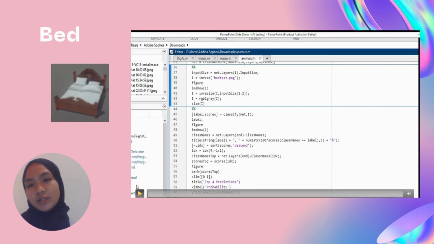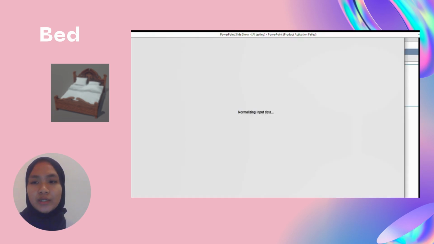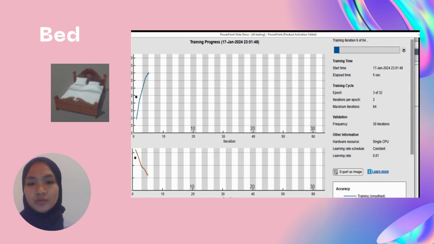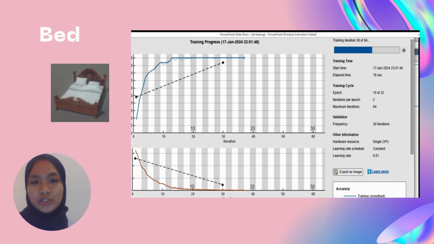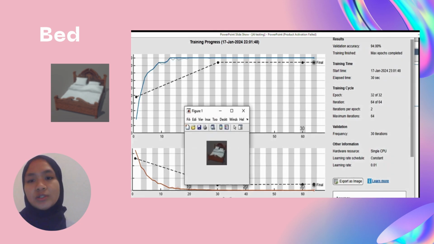So last but not least, the last testing is a bed test, and I insert the name of the picture for bed test there and run the command section. And you can see MATLAB has predicted the picture, and it shows the picture is a bed with a 99.6% probability. And referring to the prediction, we can see the bed got the highest probability, which means MATLAB has predicted the picture as a bed.